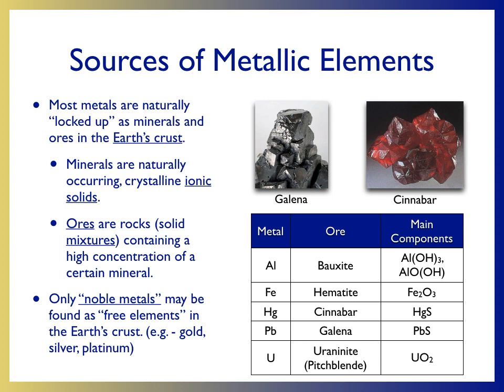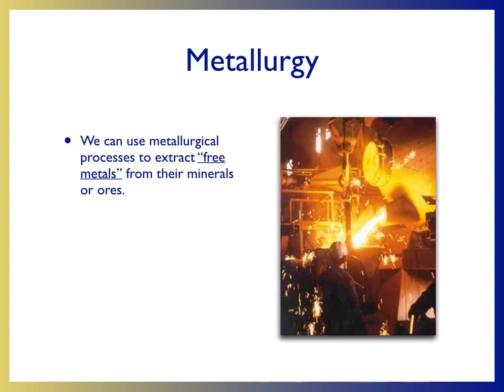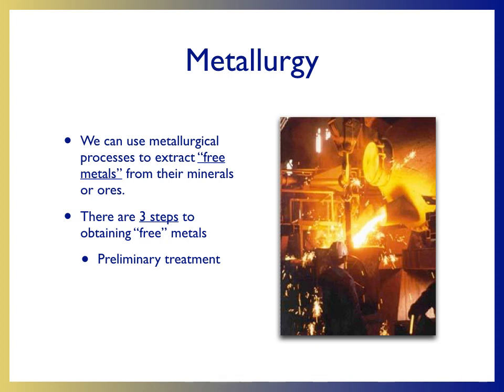So, if we want to get free metals, that is, metals that are not combined with other elements, we need to do a bit of metallurgy. Metallurgical processes have three steps. The first step is a preliminary treatment, where we concentrate a certain mineral, getting it ready for the second step, which is reduction, where we reduce the metal from a positive oxidation state or charge to a charge of 0, which gives you the free metal. The last step is to purify the metal through refining processes.